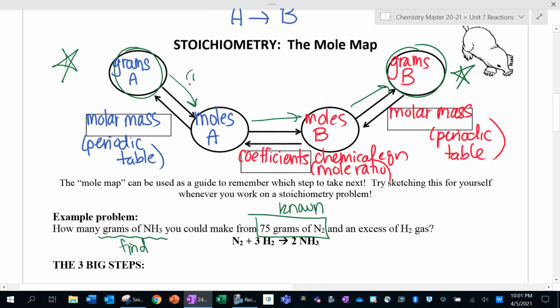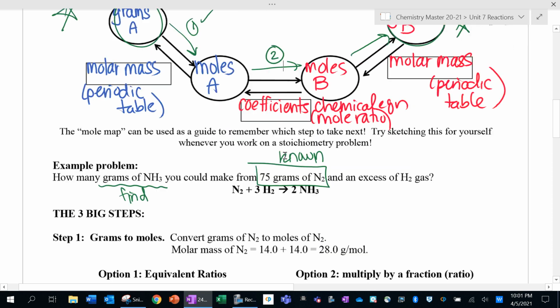All right, check. Step 2 is I'm going to go from moles of nitrogen to moles of ammonia. How do I do that? Well, I'm going to use my coefficients in the chemical equation. That tells me my mole ratio. Remember, those coefficients basically tell me the recipe, like how many nitrogens I need to make a certain amount of NH3s of ammonia.